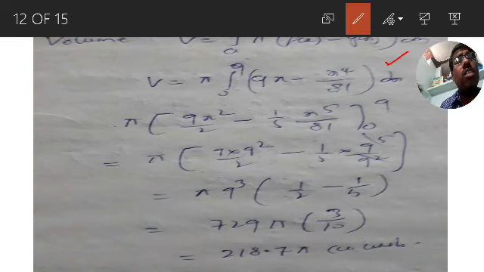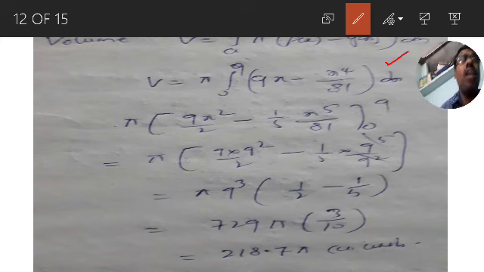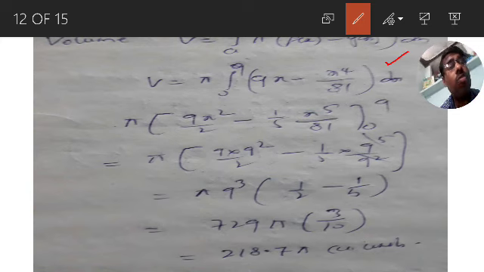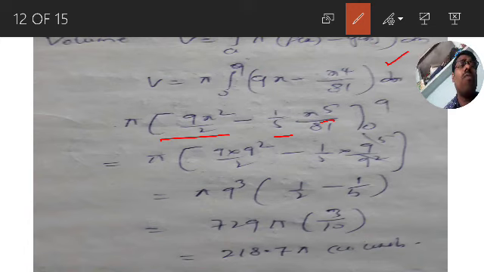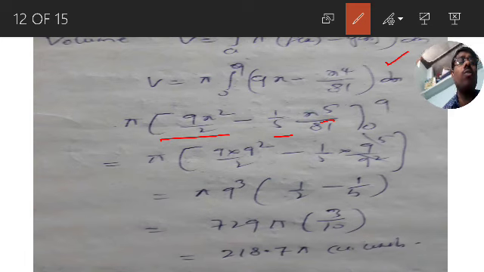Now do the integration, then do upper limit minus lower limit. Integration of x power of n is x power of n plus 1 by n plus 1. Therefore x power of 1 integrates to x square by 2, and x power of 4 integrates to x power of 5 by 5. Upper limit minus lower limit: the lower limit is 0, so no need to apply it because all terms are 0 if you put 0 in place of x. So now only 9 as the upper limit.